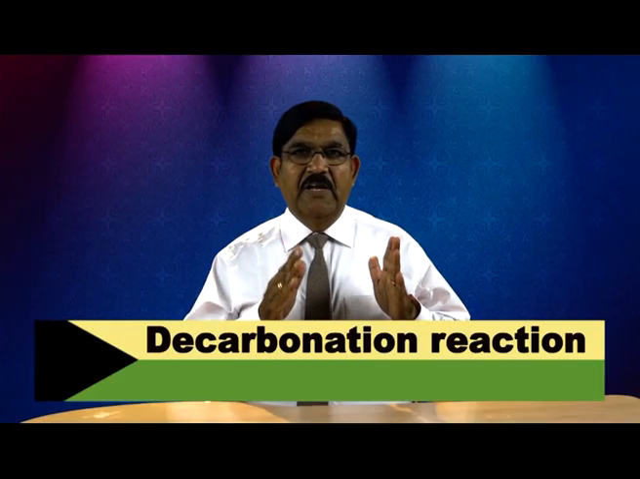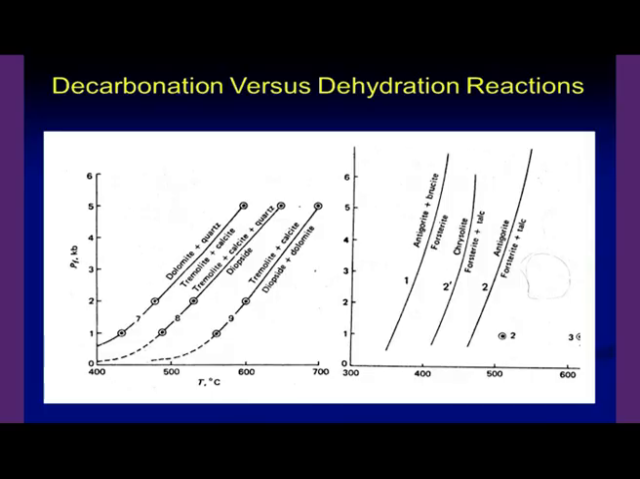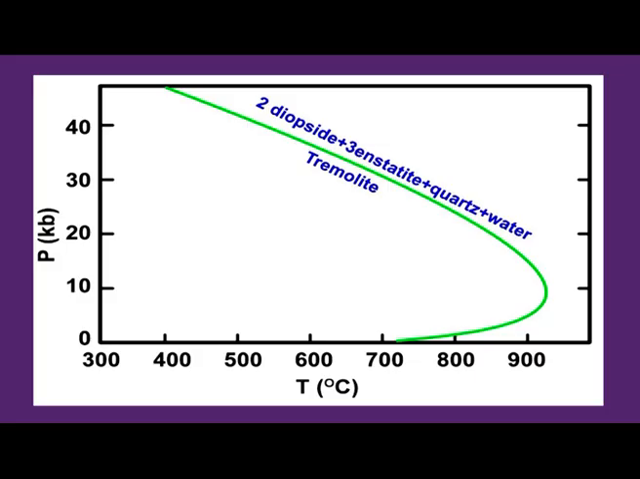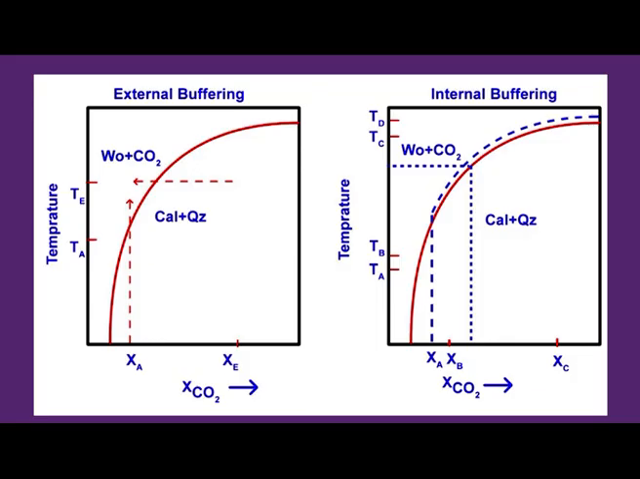Decarbonation reaction: the solid-gas reaction which involves CO2 is called decarbonation reaction. Calcium carbonate plus SiO2 react and form CaSiO3 plus CO2. Calcite plus quartz react and form wollastonite plus carbon dioxide. That is a decarbonation reaction. See figure. Univariant character of the decarbonation reaction calcite plus quartz give rise to wollastonite plus CO2.